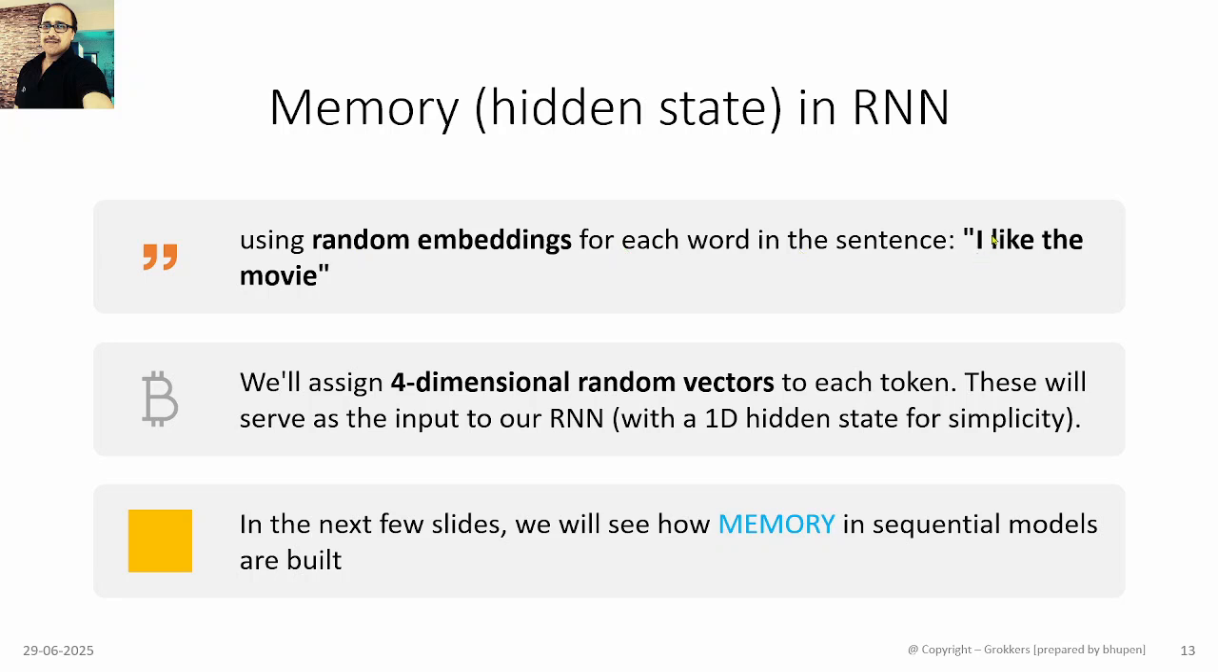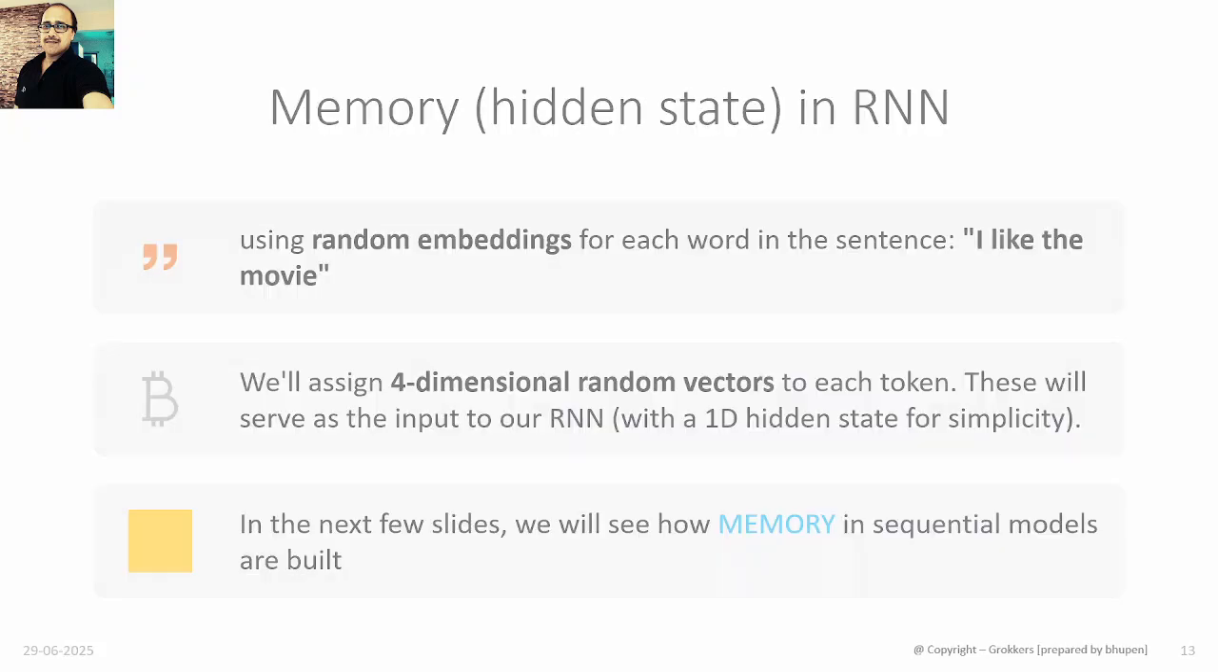I will pick up one sentence as an example, like "I like the movie", and we will assign some random four-dimensional vectors to each of the tokens. So here there are four tokens, and to each of these tokens, we'll assign a four-dimensional random vector. And this will be the input to the RNN at each of the time steps. In the next few slides, we will see how the memory is actually built or computed by the RNN.